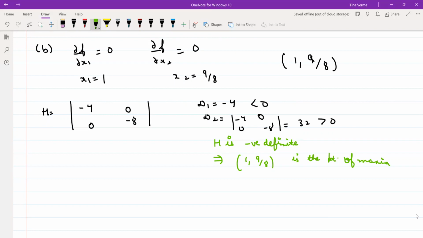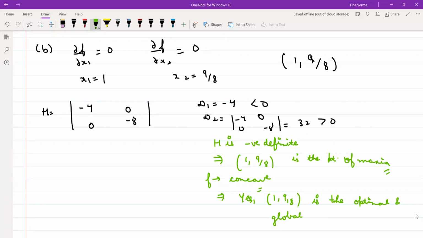Now you have to check further whether it is global or optimal. I have told you, whenever your Hessian matrix is either positive definite or negative definite, here negative definite, that means your F is concave. It is the maximum case and F is concave, so the point (1, 9/8) is the optimal and global optimum.